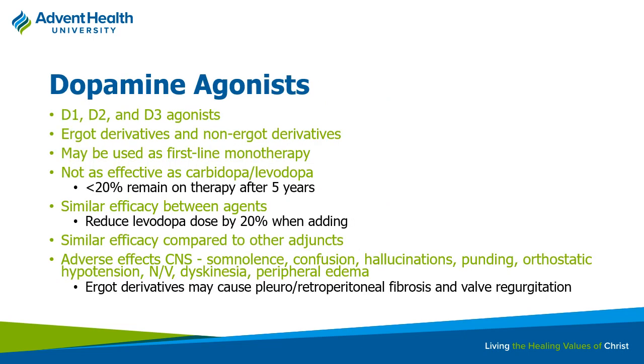But anyway. So an alternative we could use as well would be a dopamine agonist. So instead of giving them something that turns into dopamine, we'll give something that can actually interact with those receptors directly, right? And so we're going to find that we have both ergot and non-ergot derivatives. Anyone know what ergot is?